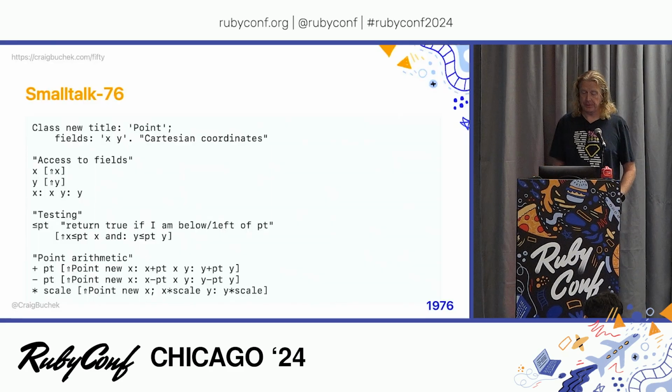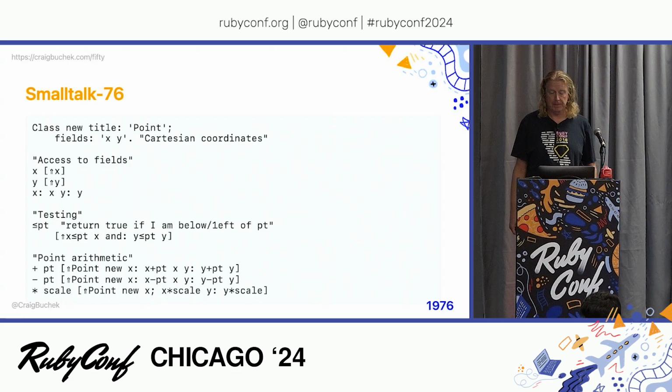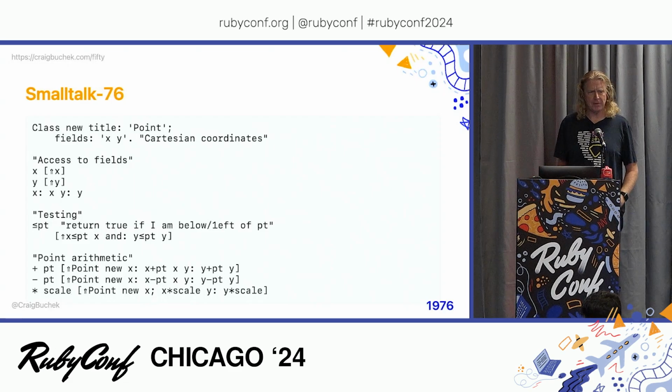So Dan Ingalls kept improving on Smalltalk, and this was Smalltalk 76. It was 200 times faster than Smalltalk 72. It introduced blocks and keyword arguments, and it's starting to look a little like modern Smalltalk.